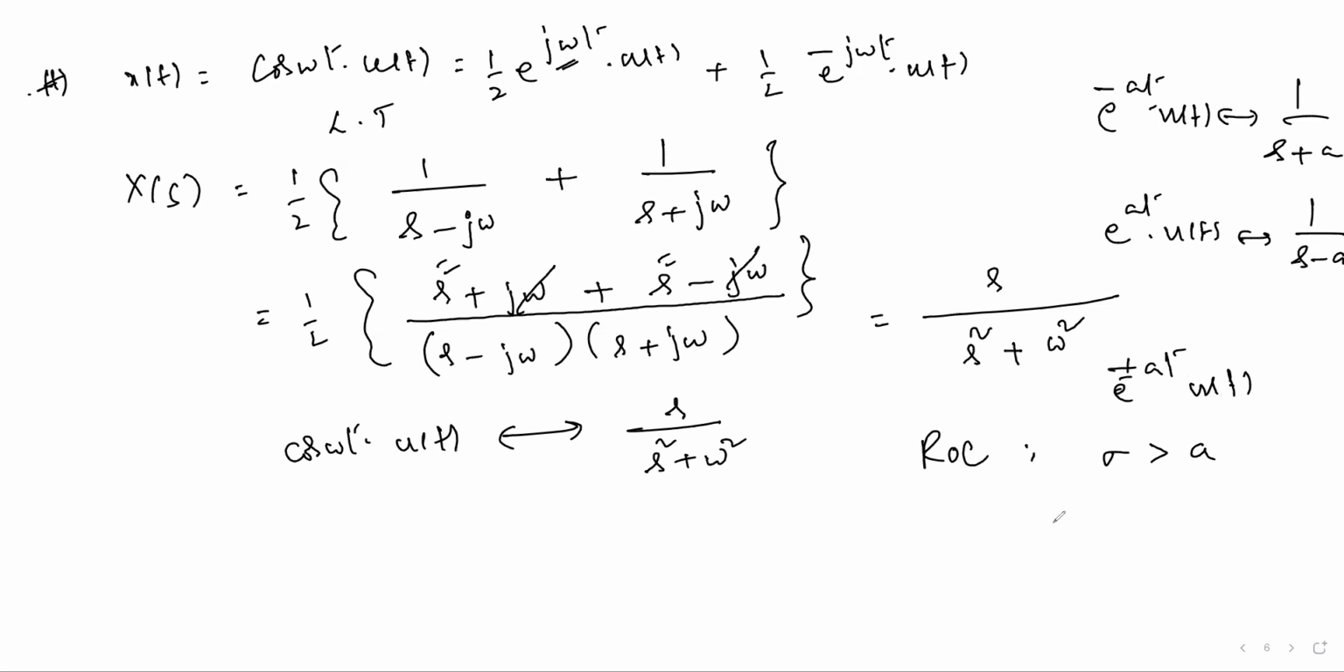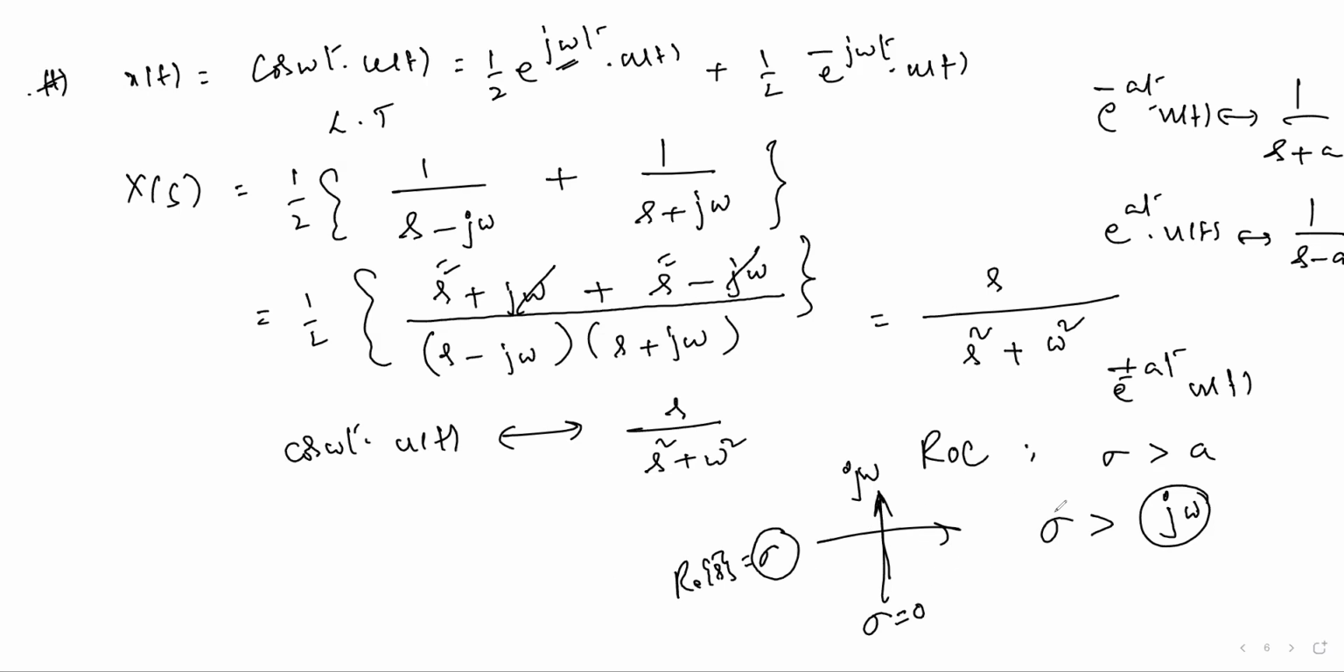Then sigma greater than j omega should be taken. On the S plane, on the j omega axis, the sigma value is 0. So instead of writing sigma greater than j omega, the general representation of the ROC is the real part of s, that is nothing but sigma. In terms of sigma, we have to represent the ROC. That's why instead of writing sigma greater than j omega, you can write sigma greater than 0. That means the same thing. Don't worry.